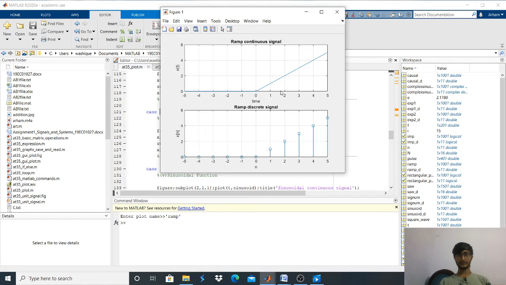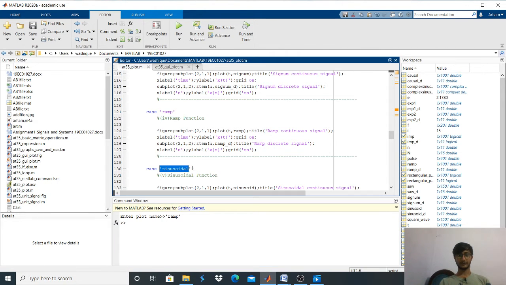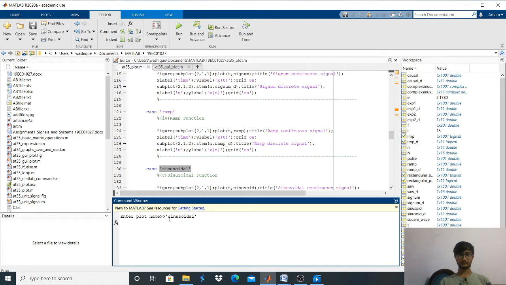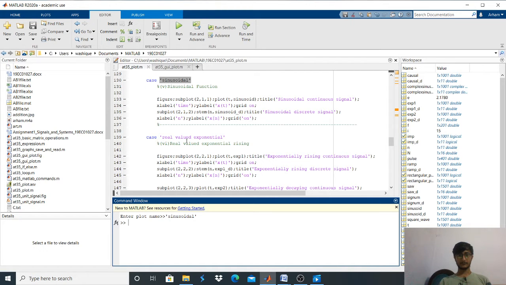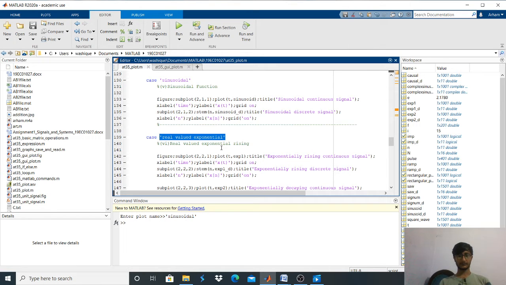We are getting a ramp function here. For t greater than 0 it is t, and for t less than 0 it is 0. Then we are having sinusoidal function. This is the sinusoidal function, this is continuous one, this is discrete.